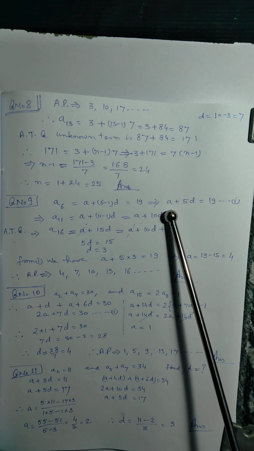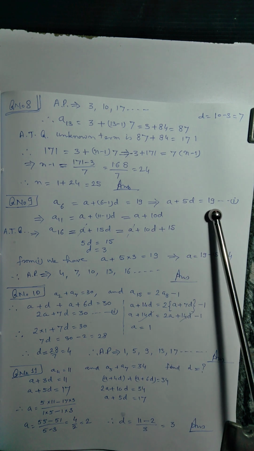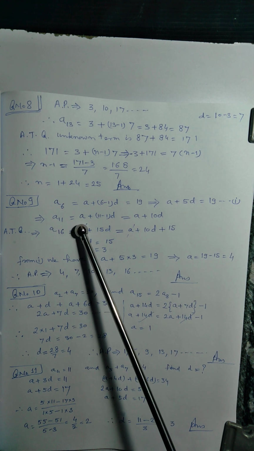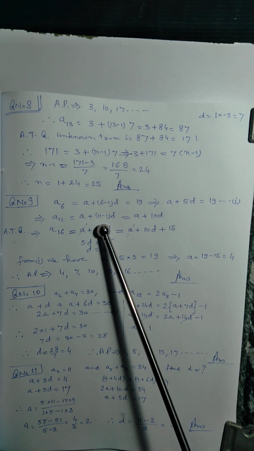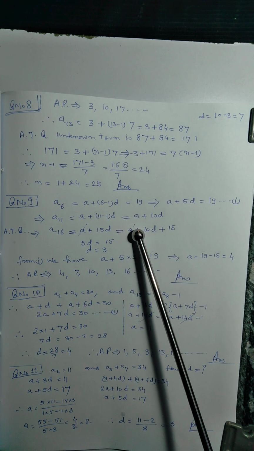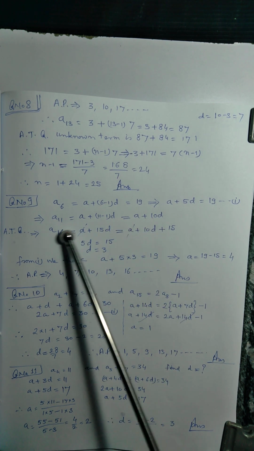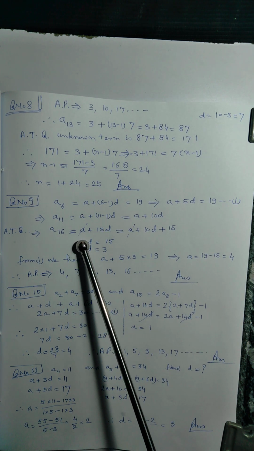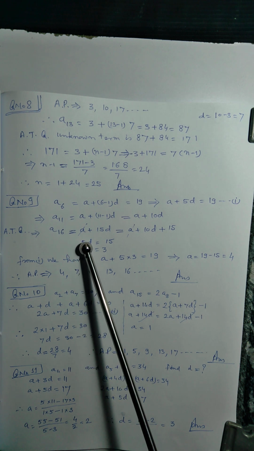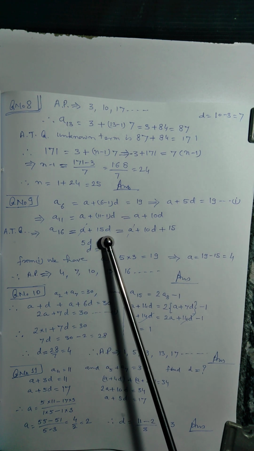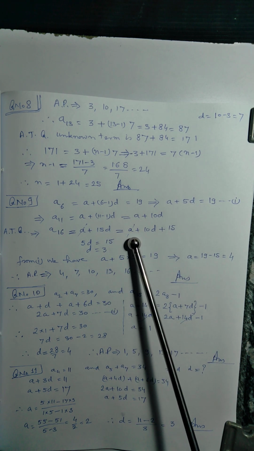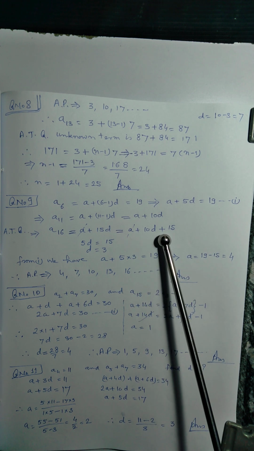Further solve it, you will get A plus 5D is equal to 19. This will be our first equation. So A 11th, that will be equal to A plus 11 minus 1 into D, that is equal to A plus 10D. According to the question, A 16th is equal to A plus 15D, that is equal to A plus 10D plus 15.